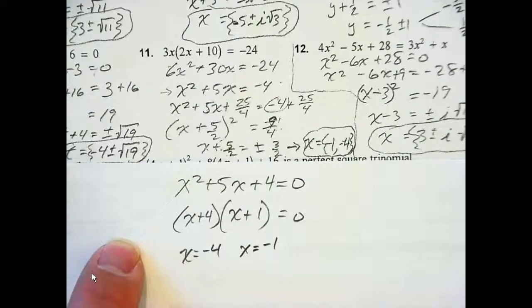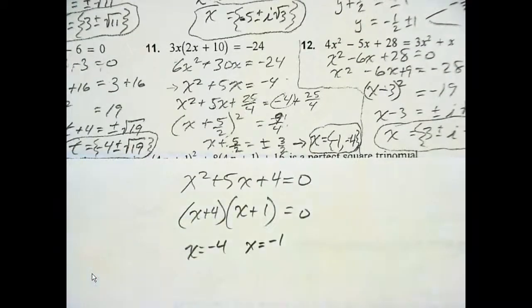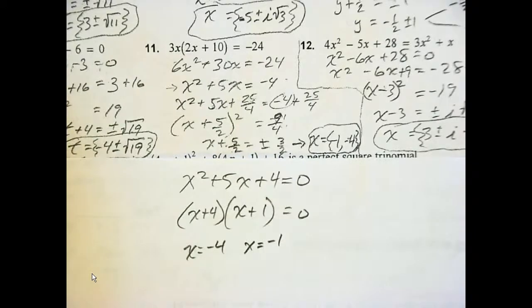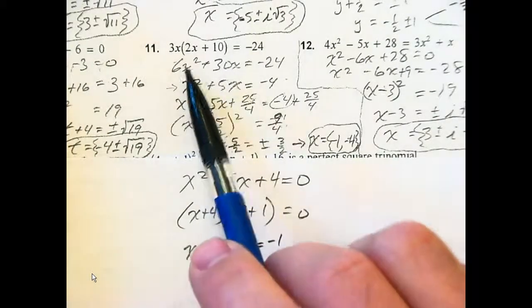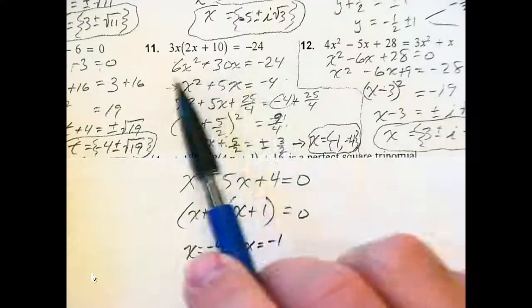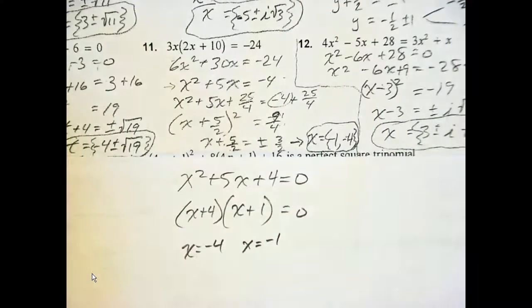Okay? Yeah? On the very first step, why did you divide 30x by 6? I divided everything by 6. Yeah, I divided each part. Just get rid of the 6 there.